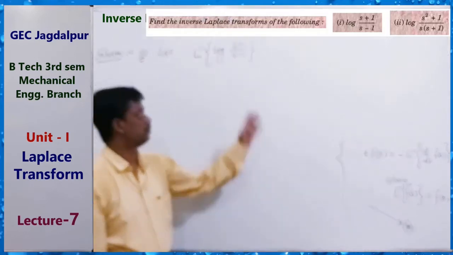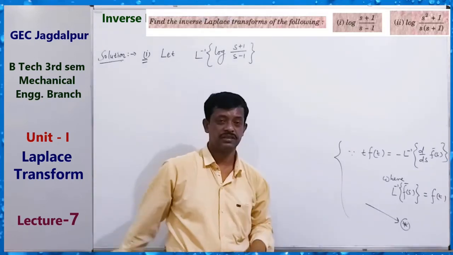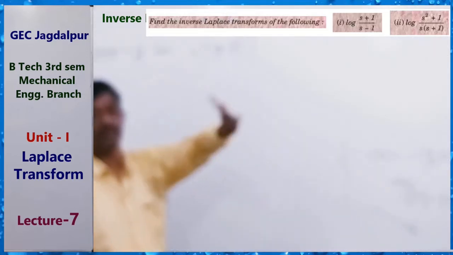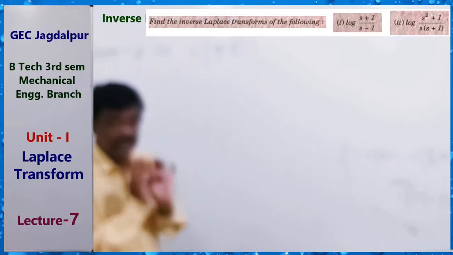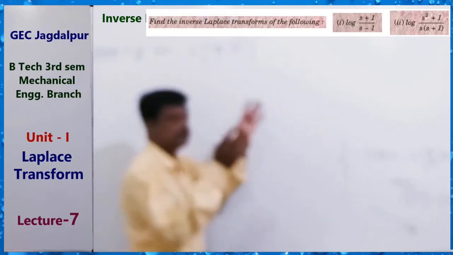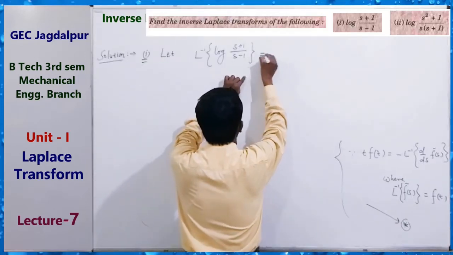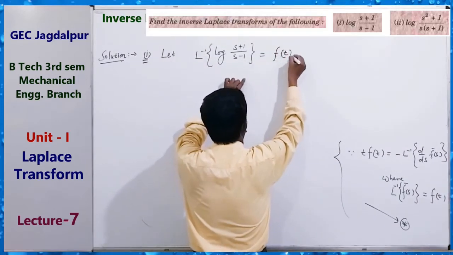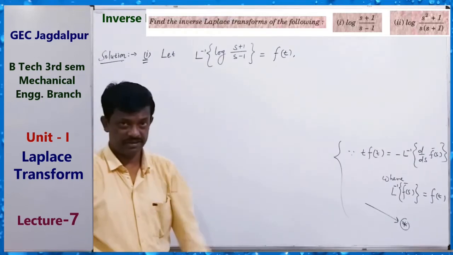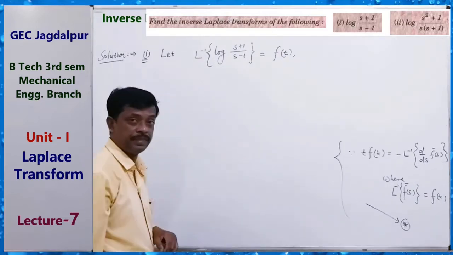Find the Laplace transform of this. There are 4 parts of these questions. All questions are important. Finding the Laplace transform of this, the inverse Laplace transform of this. The inverse Laplace transform of a function of s is a function of t. That's why we suppose this is equal to f(t). Our target is to find the value of f(t).